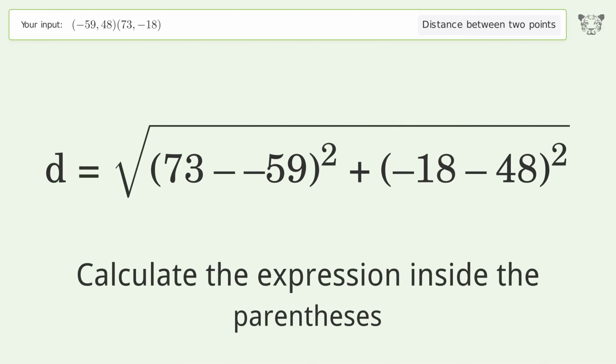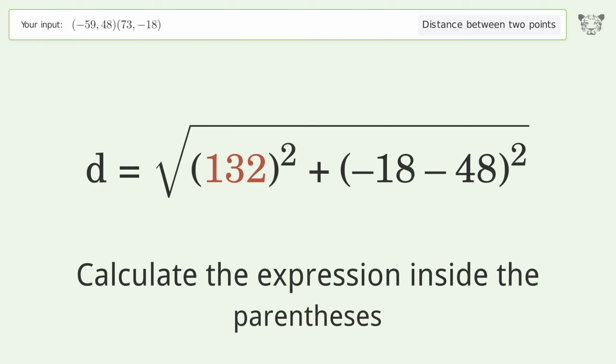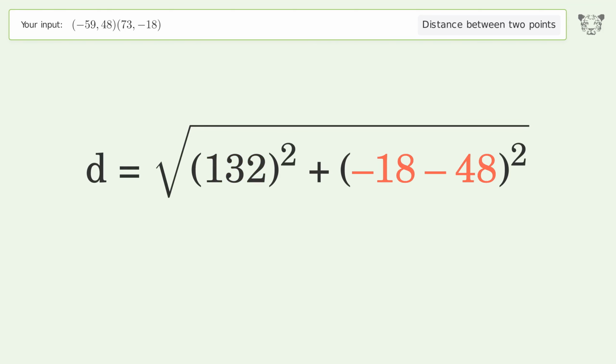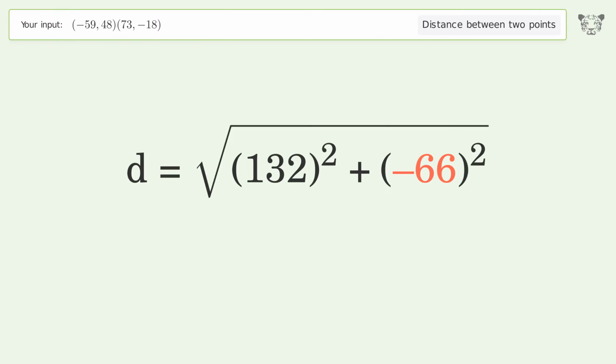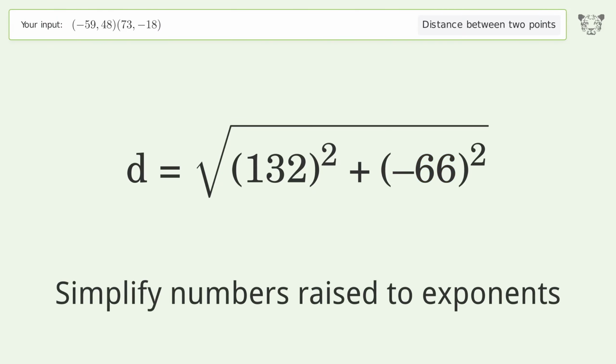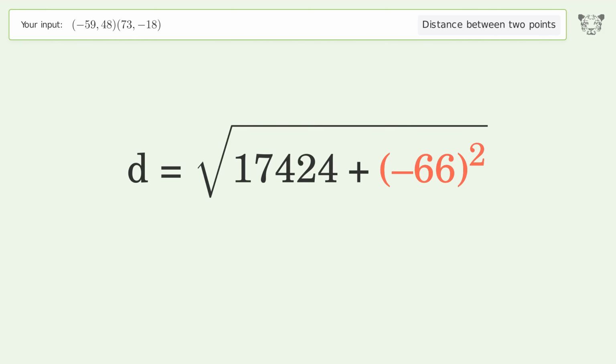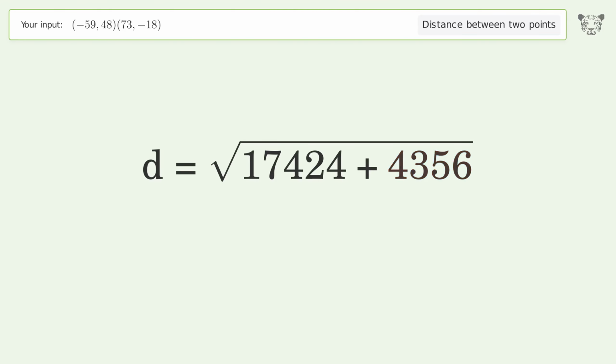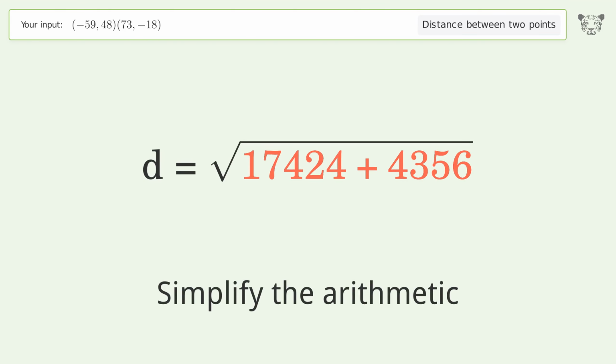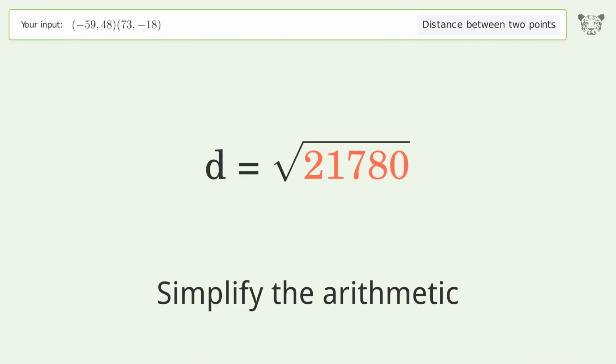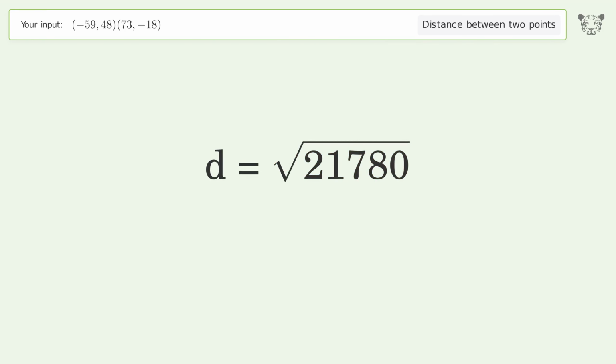Calculate the expression inside the parentheses. Simplify numbers raised to exponents. Simplify the arithmetic. And so the distance between the 2 points is the square root of 21,780, or 147.58.